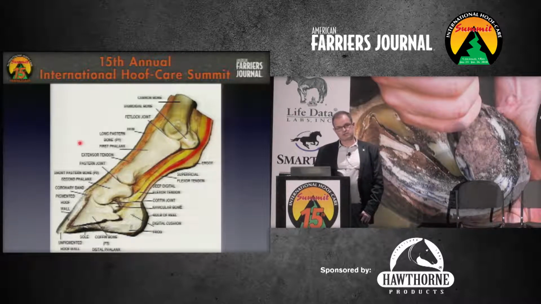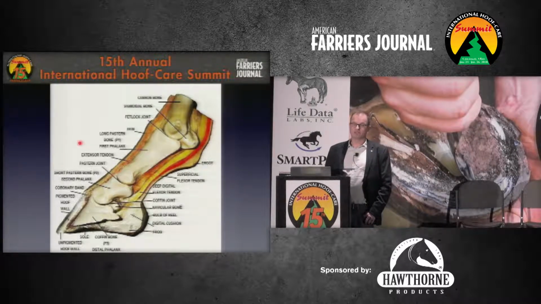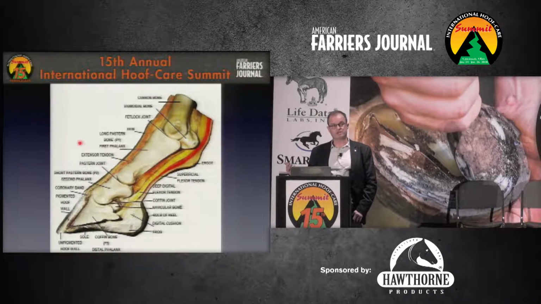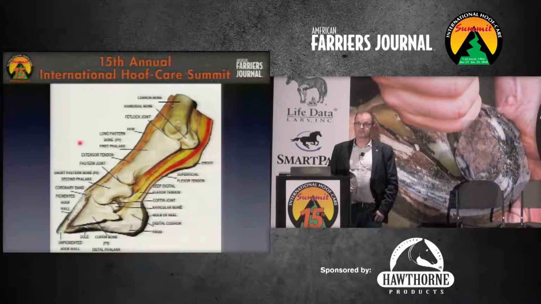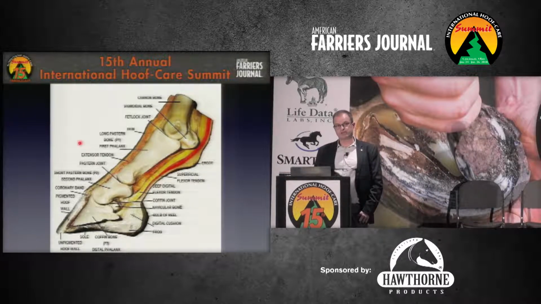And again, subluxation. Subluxation as a defined term is a partial dislocation of a bone. And what I see in a lot of cases, and some of the pictures you'll see in this presentation, is that subluxation of P2 is a big factor. And I think my shoeing methods, the way I try and restore balance, engages P2.